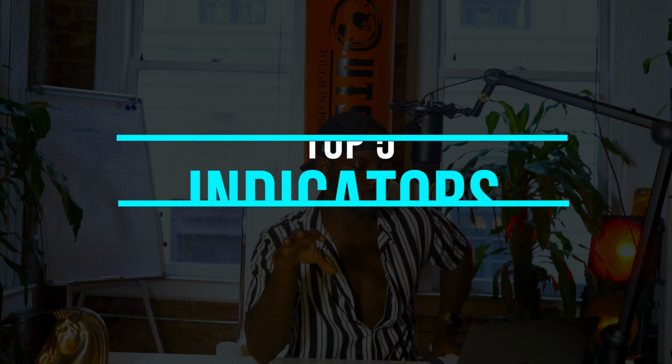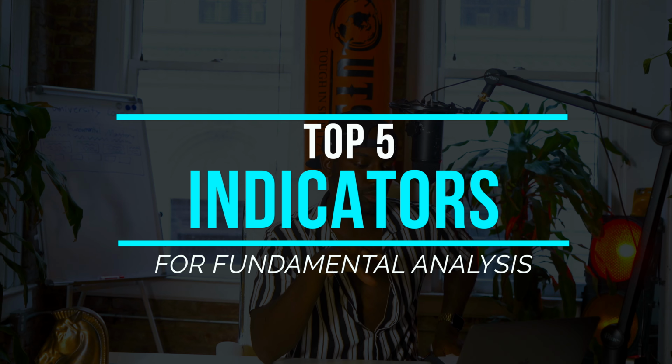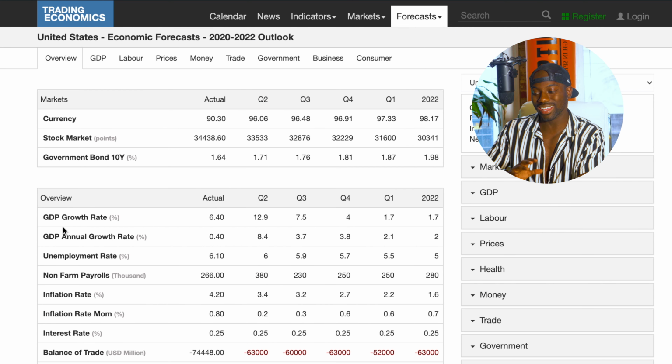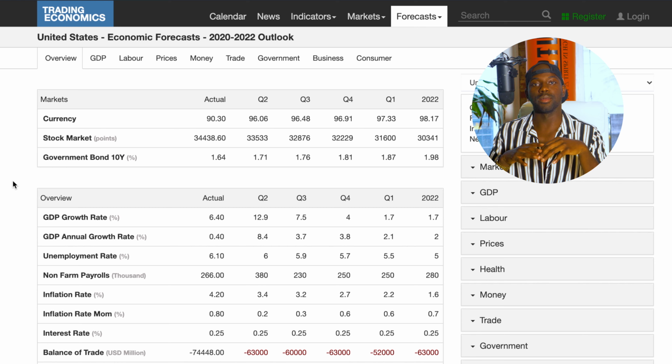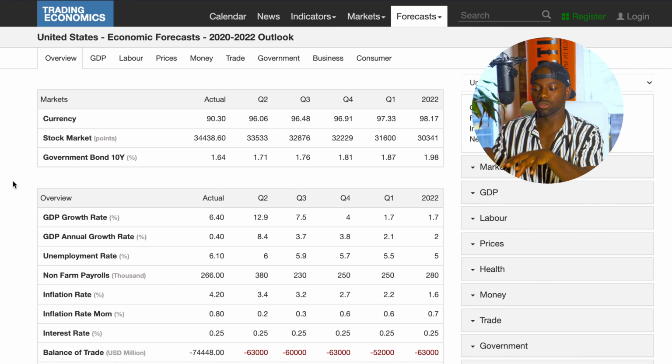All right, guys, so today we're going to be talking about the top 5 indicators that we use for fundamental analysis, right? So these are fundamental data releases that you will see come out on a monthly basis on the economic calendar. There are a lot of traders that like to use forexfactory.com. I have my screen open here. Trading Economics is by far and miles and miles ahead of Forex Factory. So this is where I recommend you guys look at the calendar, right?